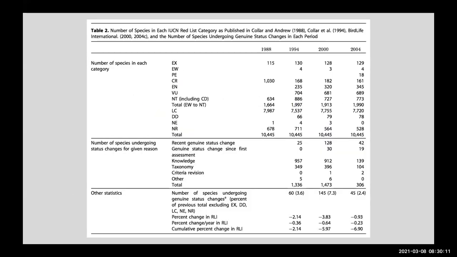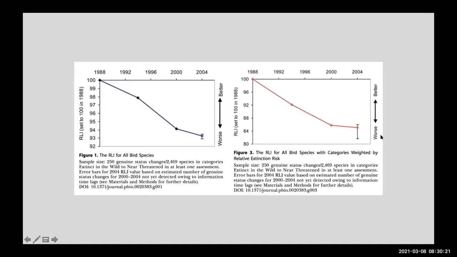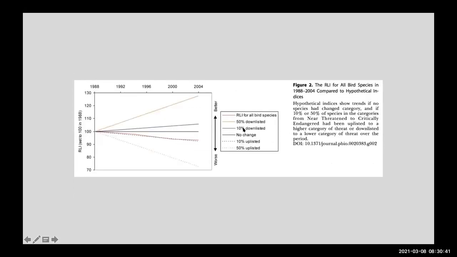Sorry. So it's these status changes and where those species are located that are what are being used in the red list indices. And so you can see the red list index is getting worse through time. Between 1988 and 2004 in this one. And you can see just that it's a pretty dismal outlook. You can see this compared to what the red list index would look like given a couple kind of hypothetical scenarios.